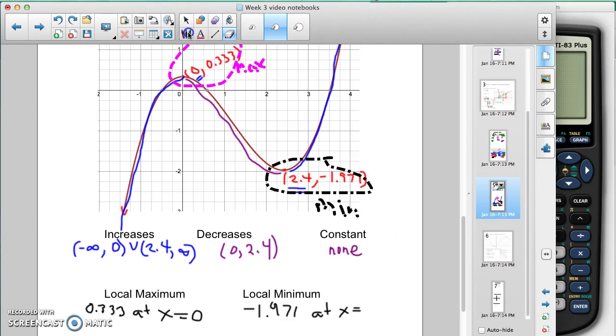So we find the actual value. When we say we want the minimum value, we want the minimum y value, and if we want to know where that occurs, then we write down the x value of where that occurs. So the local minimum occurs at 2.4, but the local minimum value is negative 1.97, or 1.971. All right.